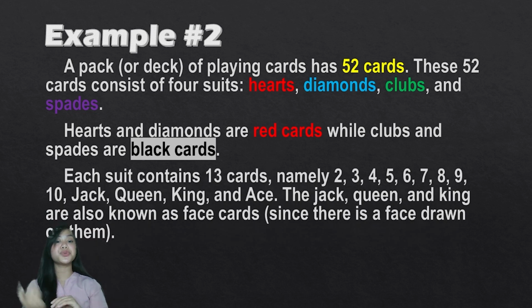Each suit, again, has 13 cards, namely the 2, 3, 4, 5, 6, up to 10. So we have 9 plus the jack, queen, king, and then ace. So we have 13. And the jack, queen, and king are also known as the face cards.